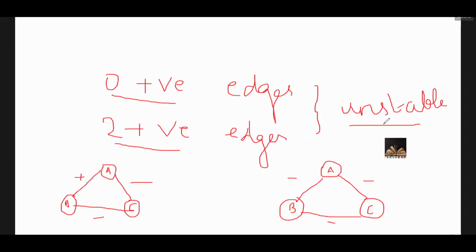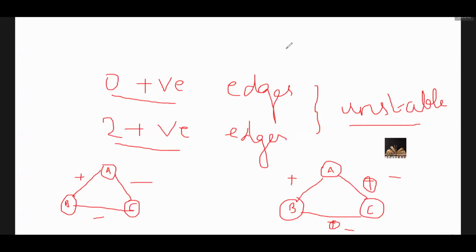If you are able to identify the unstable, then definitely you will be able to identify stable triangles. Okay. If all are positive, it is stable. Okay. And one more combination for stable triangle is one positive and two negative. One positive and two negative. This will also come under stable triangle. Okay. So you have to remember the condition to identify the unstable triangle.